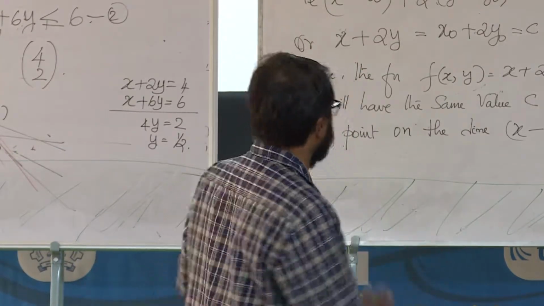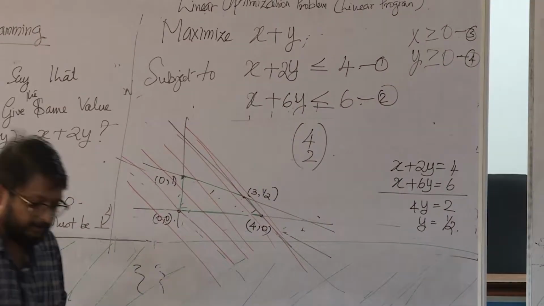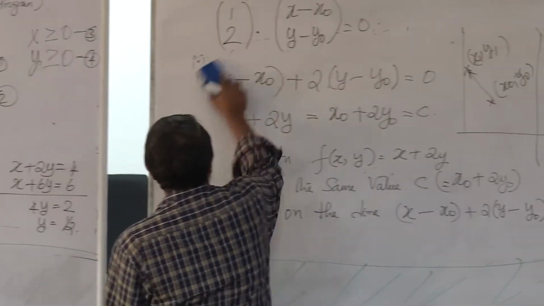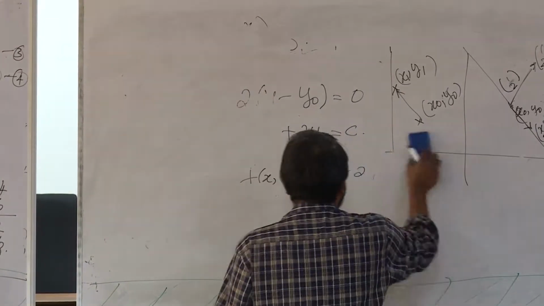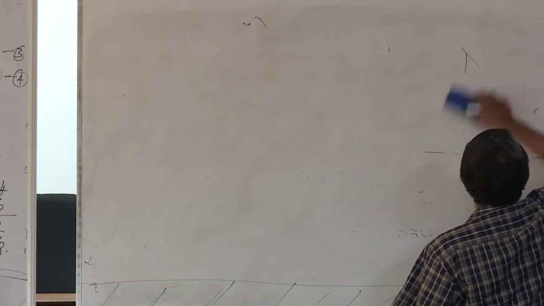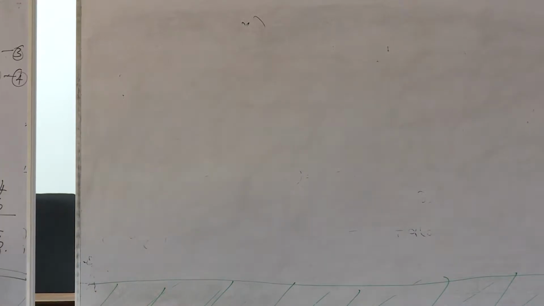Let us try to generalize this idea. So the simple geometric intuition, let us try to generalize and see. Now, is this very clear? Is this very clear? Some problems?